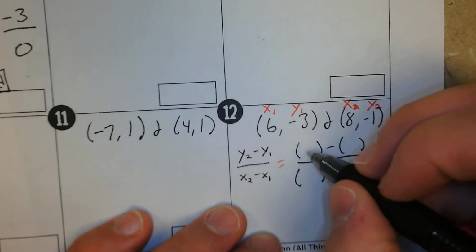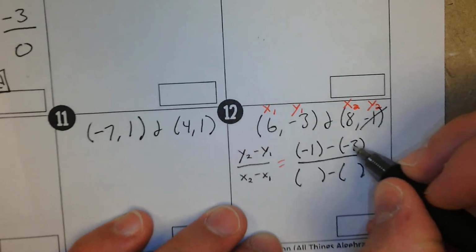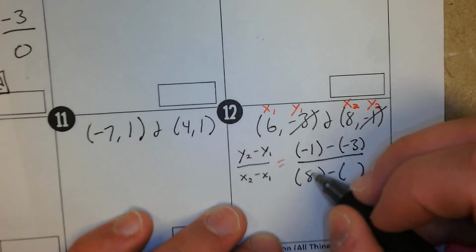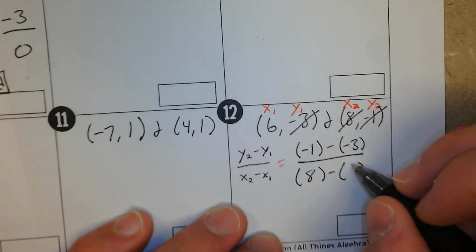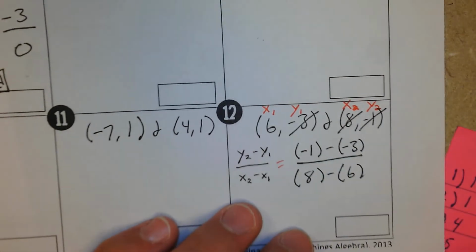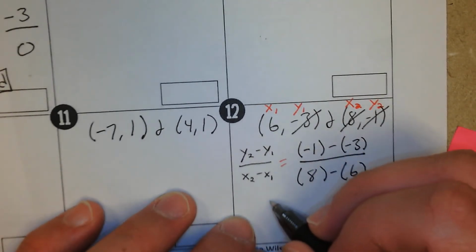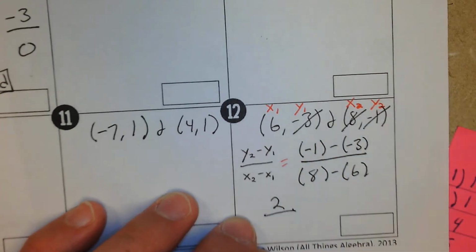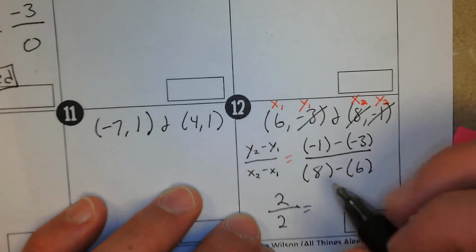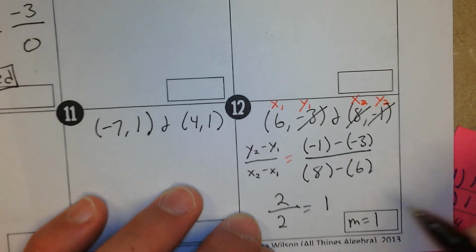So y2 is -1, y1 is -3. I cross them out as I use them. That way I don't get anything confused. x2 is 8, x1 is 6. So -1 minus -3 is going to be -1 plus 3, which would be 2. 8 minus 6 is also 2. So now I have 2 divided by 2. 2 divided by 2 is 1. So my slope is 1.